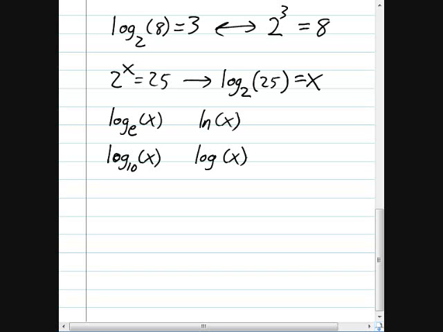Now you need to be a little careful here. If you see ln of x, that always, under every circumstance, means natural log of x, log base e. If you see log without a base on your calculator and in this textbook and in these videos, we will assume that it's log base 10. But in older textbooks, and also in some programming languages, log without a base is actually log base e, so this can cause a little confusion.